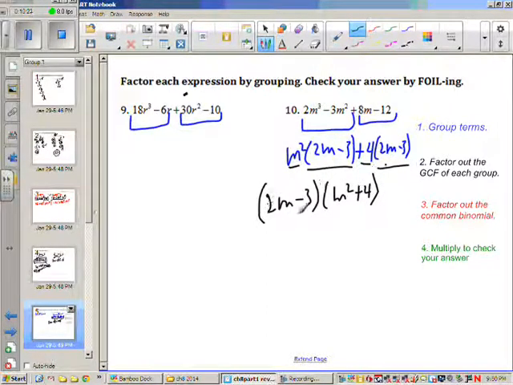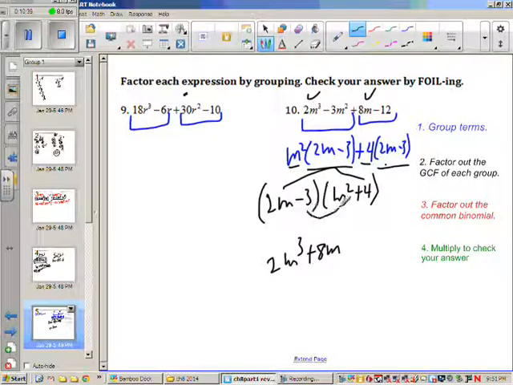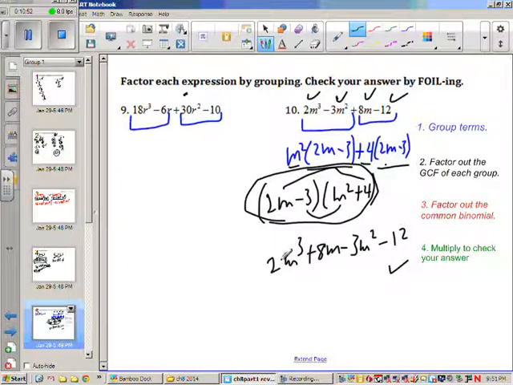We can check our work by FOILing. When I do first times first, I'm going to get 2m to the third. That checks. I'm going to have a 2m times 4. That's a plus 8m. That term there. If I do minus 3 times m squared, I get a minus 3m squared. And then finally, negative 3 times positive 4 is minus 12. All right, so the answer checks. This is my answer. Moving on.